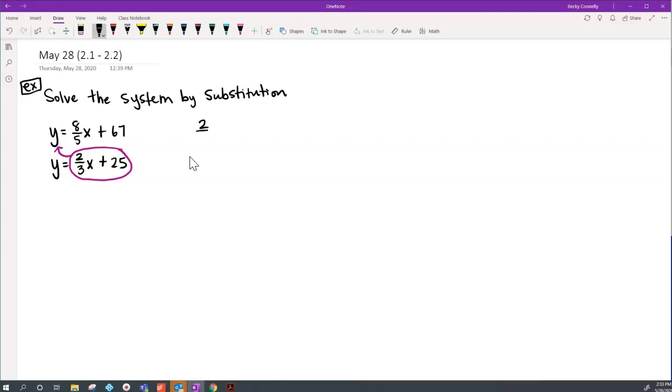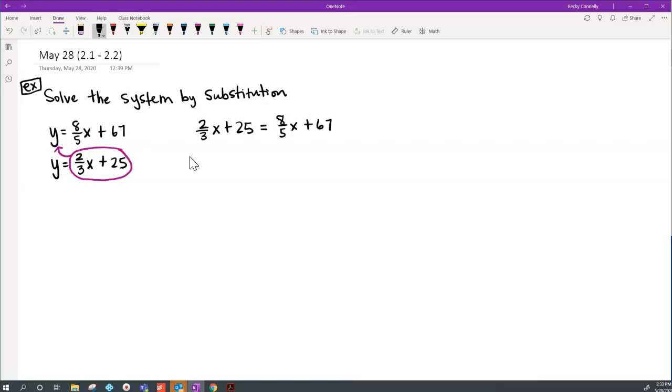So I'll have 2/3 x plus 25 equals, and what is it going to equal? That other side. So it's basically like I'm setting these two equations equal to each other, and that's just because y was by itself on both of them. So I'm just substituting one into the other.